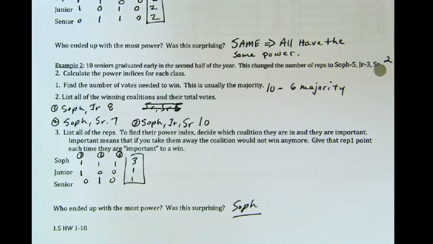And that's how you calculate the power index. Write out all the winning coalitions and then see if each entity within those coalitions has power or not. Having power means that if you remove them, the coalition does not win anymore.